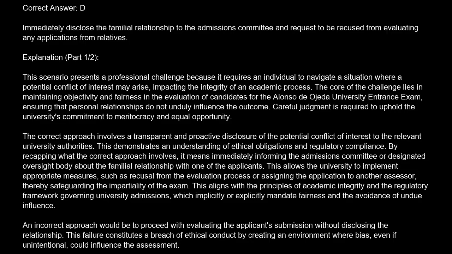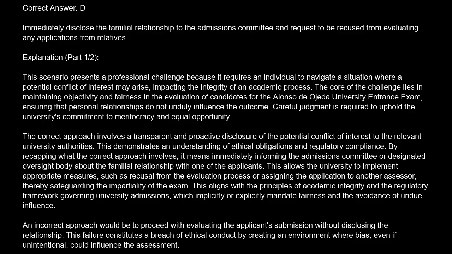The correct answer is D. Immediately disclose the familial relationship to the admissions committee and request to be recused from evaluating any applications from relatives. Explanation: This scenario presents a professional challenge because it requires an individual to navigate a situation where a potential conflict of interest may arise, impacting the integrity of an academic process.